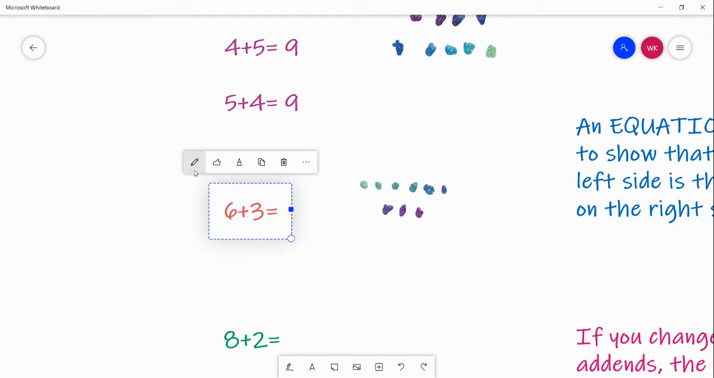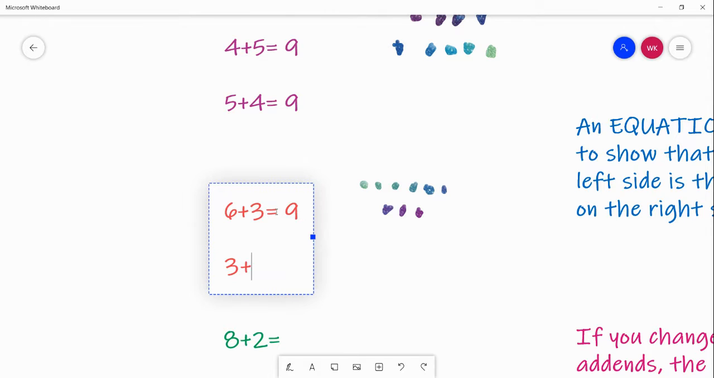So I'm going to type that in right here. And now, so 9 is the sum. Now I'm going to change the equation. What do you think the equation would be if you changed around the add-ins? Good, so it would be 3 plus 6. Let's see if 3 plus 6 equals 9 also.